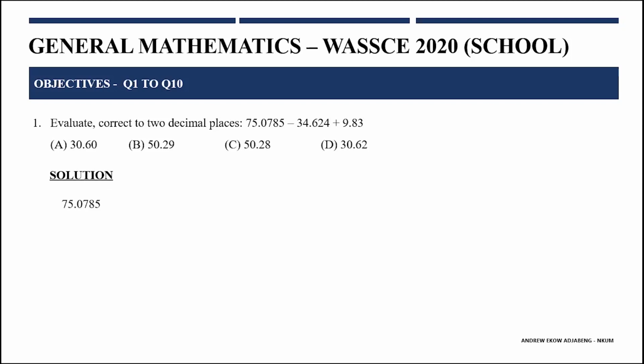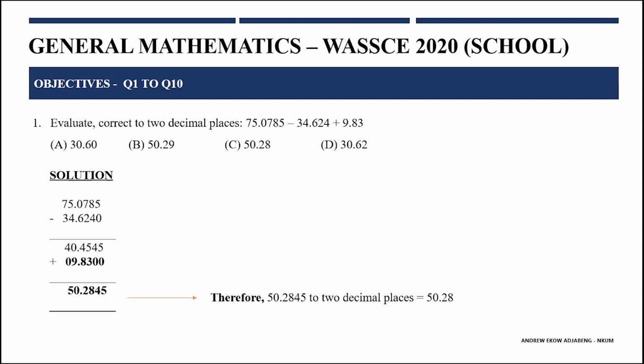The first one we have, our two values involved. That is 75.0785 minus 34.6240. When we do that subtraction, we are going to get 40.4545. And then we add the next value. We convert it into a six digit value as with the first one. We add that value, and we are going to have 50.2845. And then we proceed.